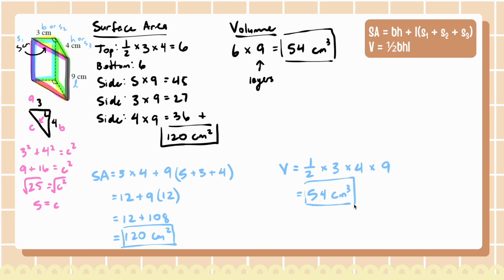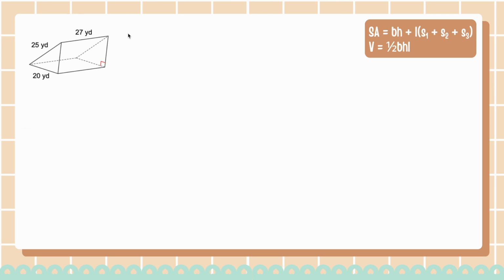And that's my volume. All right, what if we have a triangular prism that looks like this, where it's kind of tilted over on its side? Let's go ahead and again start off with our surface area. So in this case, notice that our triangular bases are no longer on the top and the bottom. Instead, it's going to be the front and the back, it seems like. So I'm going to start there with our list.